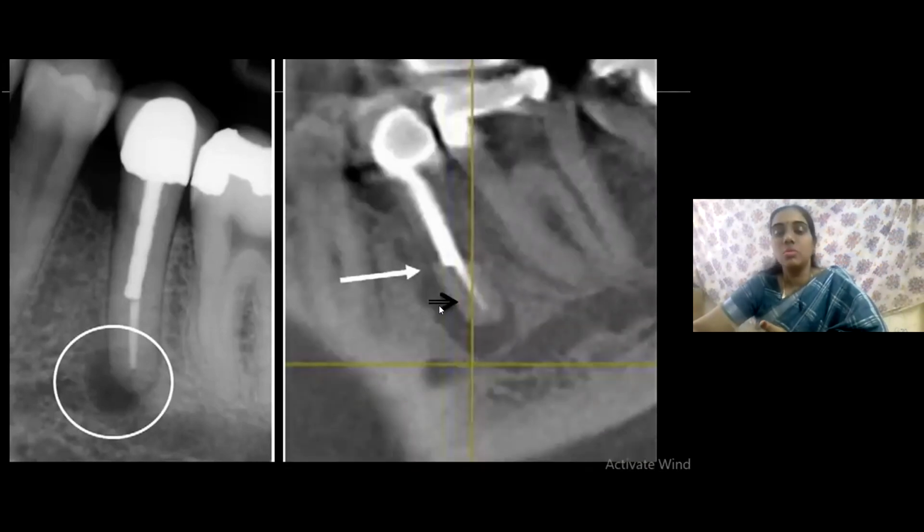Now you will be able to know the real extent of the lesion; you can just compare yourself. This is a sagittal section of the same tooth. Now you can see the difference between this image and this. There is a wide extension, and also there is a black arrow which is clearly showing an extra canal, which causes this. So this is an advantage of CBCT.